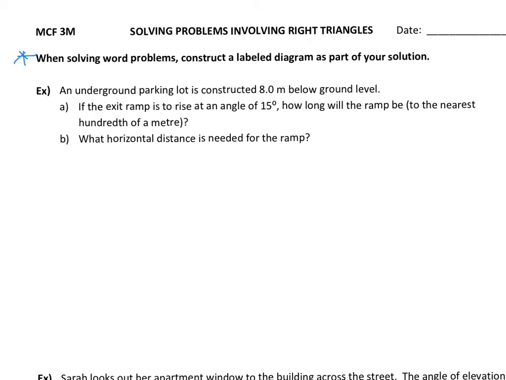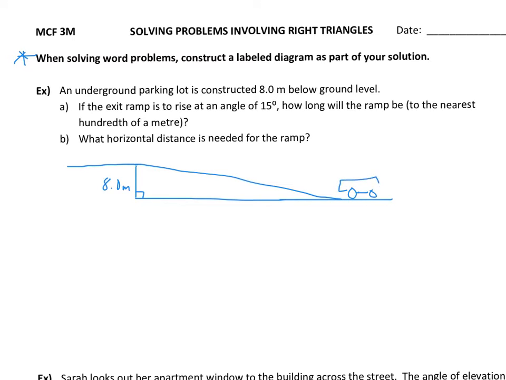So we have an underground parking lot that's constructed 8 meters below ground level. So if we have our ground level here, our parking lot would be down 8 meters from that ground level. Okay, so we'll make a right angle right there, and this distance here is 8 meters. And we need the exit ramp, so parking lot's down here, we need the exit ramp to rise at an angle of 15 degrees. So cars driving along here, there's our car. It's going to go up the ramp, and this ramp can only be 15 degrees to the horizontal so that it's safe. So how long will the ramp be to the nearest hundredth of a meter?